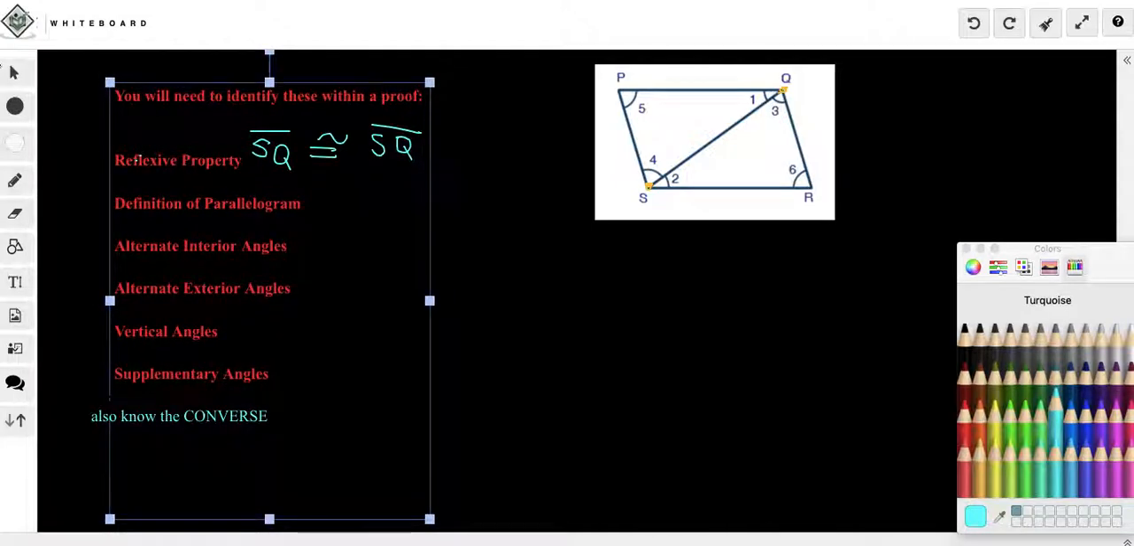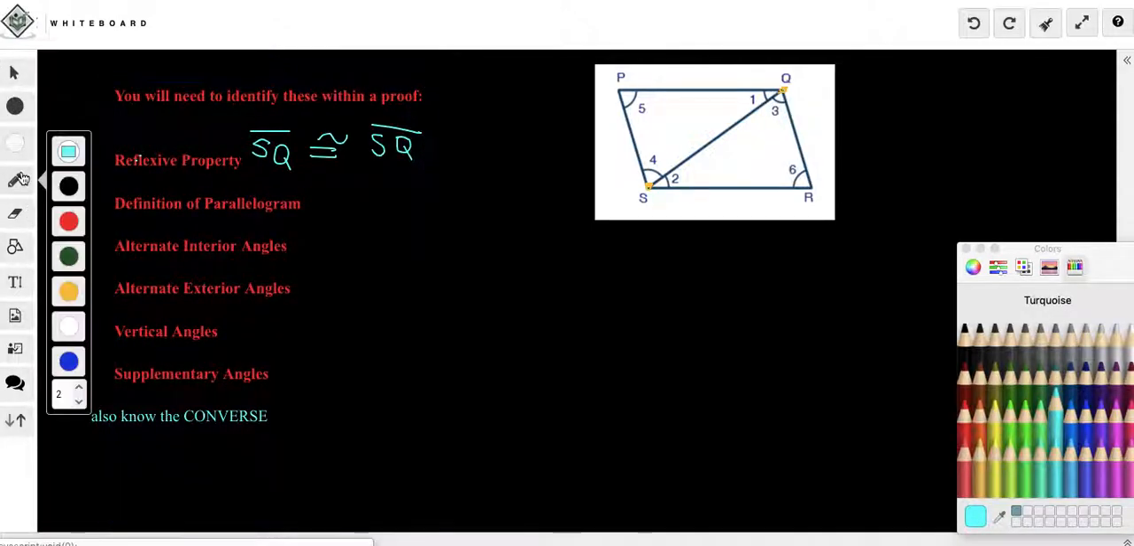I'm going to move this over a tiny bit. All right, the next thing is the definition of a parallelogram. If you see something on there, what do we know about parallelograms? Well, we know that opposite sides are congruent, right? So if they show you something like PS is congruent to QR, that is going to be because of the definition of a parallelogram.